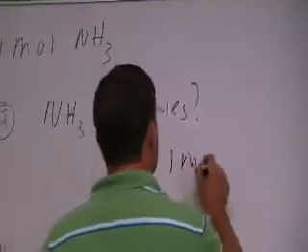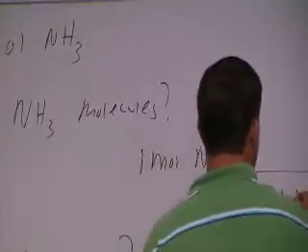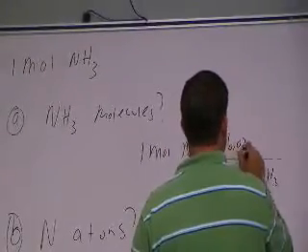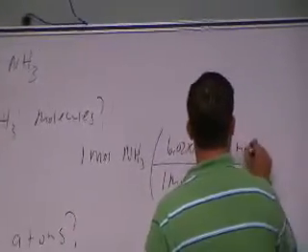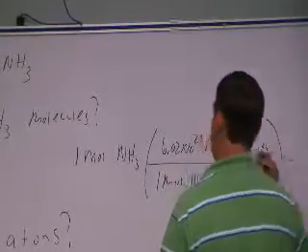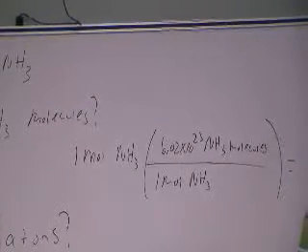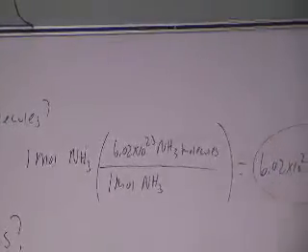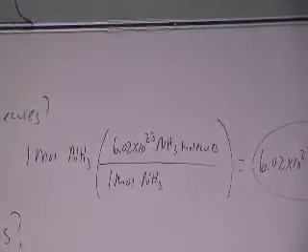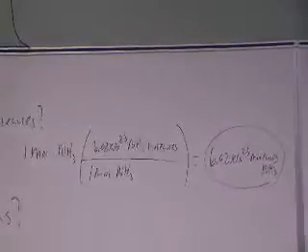Well, first off, if we have 1 mole of NH3, I know that in 1 mole of NH3 there are 6.02 times 10 to the 23 NH3 molecules. So that's 1 times 6.02 times 10 to the 23, which is, of course, 6.02 times 10 to the 23 molecules of NH3. If you're looking for how many NH3 molecules are in 1 mole, you just multiply it by Avogadro's number.